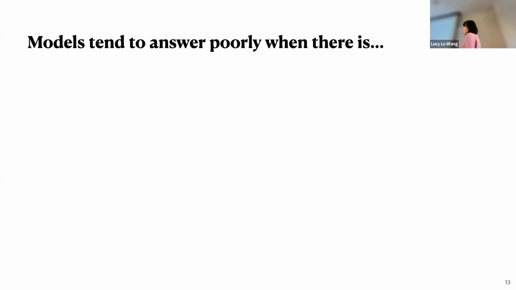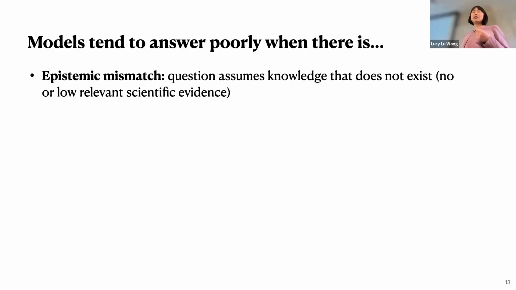So this last example illustrates two claims I want to make. One is that models, and LLMs in particular, tend to answer poorly when there's epistemic mismatch, so when a question assumes knowledge that does not exist. For example, if there's no or low relevant scientific evidence to support an answer for the question.